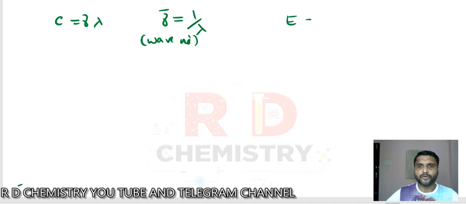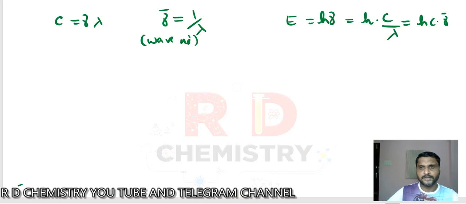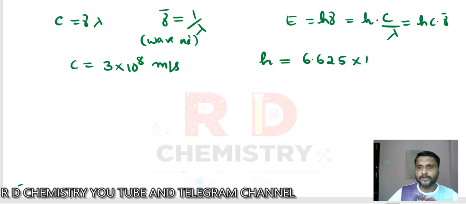Then we have the formula E = h nu from Planck's quantum theory. Or we can also write h nu = hc divided by lambda, and with 1 by lambda as nu bar, I can also write hc into nu bar. Okay, so there are constants now. c is the velocity, 3 into 10 power 8 meter per second, and h, the Planck's constant, is 6.625 into 10 to the power minus 34 joule second.